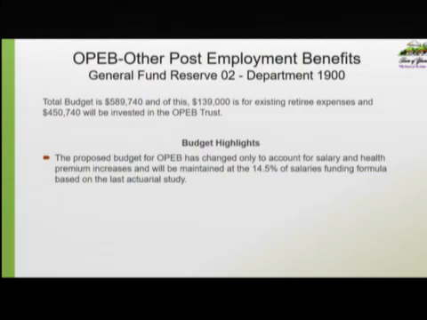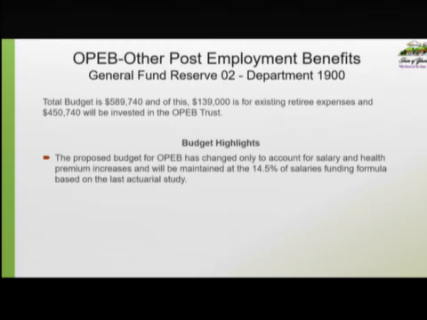So OPEB is something I covered at the beginning of our presentation today. Just to re-highlight that the budget is $589,740, and this is the way that we're going to spend it. So $139 is meant to cover the existing retiree expenses for their health insurance and what we're committed to providing for them as their benefit. And then $450,740 is going to be invested into our OPEB trust, so that we can continue to have funds available to cover benefits in the future. We know that the fund is really healthy, and at this point I want to say it's about $2 million guesstimate, so it's doing well.